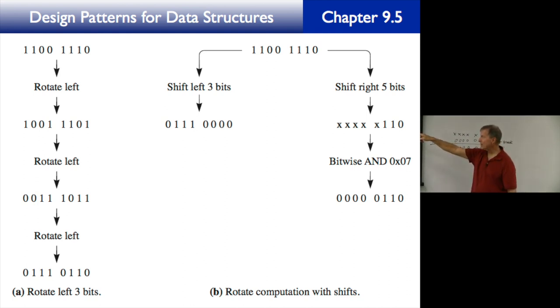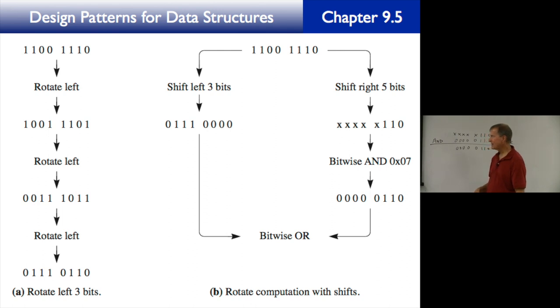And now what do we do with this that we did over here and this? Bitwise what? Not exclusive or. And. Not and. Or. Last time's a charm. Bitwise or, right? So if you bitwise or, what do you get? Because, see, these are all zeros. What is zero or anything? That thing. So you get the left part, and then you get the right part. So you bitwise or those, and what do you get? Boom! There's our rotation and computation with shifts.